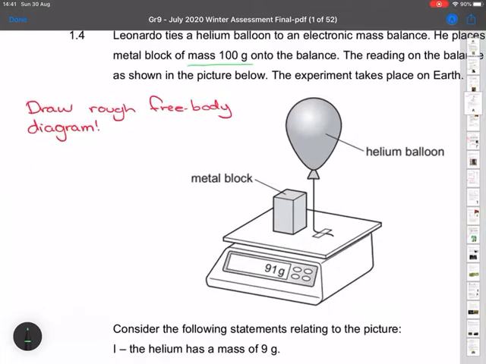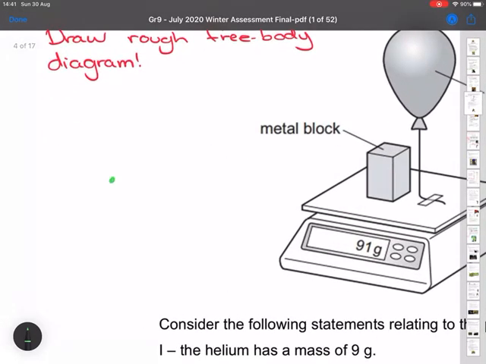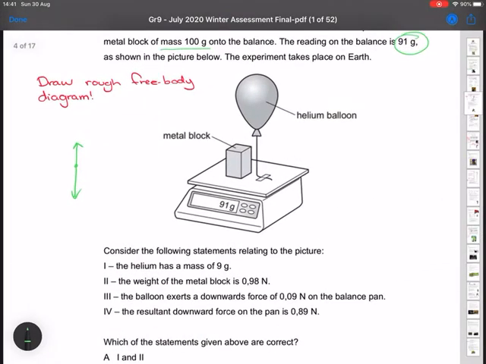So if you were to draw the forces acting on the mass balance, you've got the downward force of the metal block, you've got the upward force of the balloon, which I'm going to draw with a shorter arrow because it is a smaller force. And so this would be, well, you've got the mass of 100 grams and you've got the upward force of the balloon. So you need to convert these into weights using Fg equals mg. Okay. This is also not in SI units. Grams is not an SI unit.